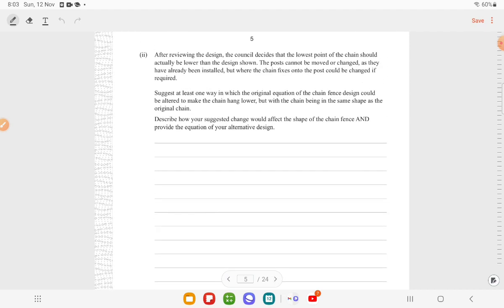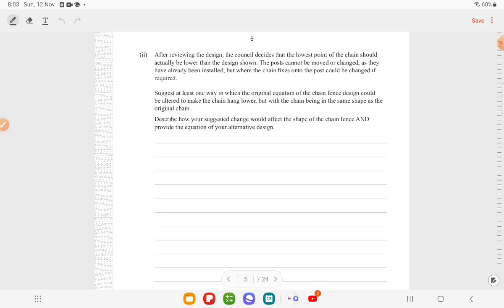After reviewing the design, the council decides that the lowest point of the chain should actually be lower than the design shown. The posts cannot be moved or changed as they have already been installed, but where the chain fixes onto the post would be changed if required. Suggest at least one way in which the original equation of the chain fence design could be altered to make the chain hang lower, but with the chain being in the same shape as the original chain.